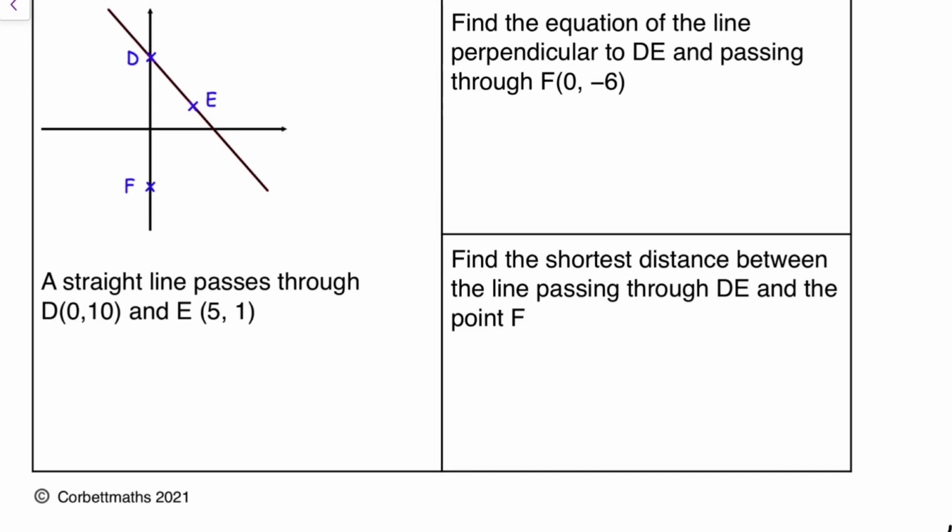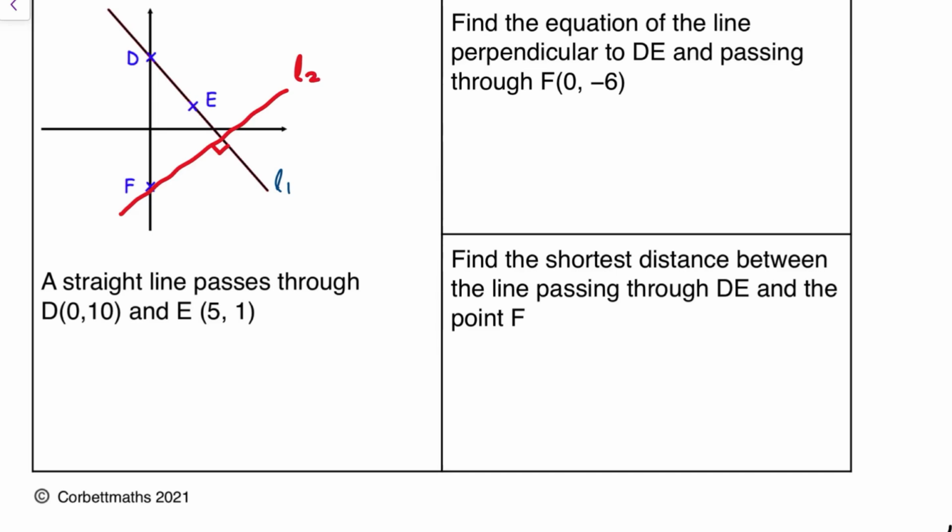Right, what do we have? So straight line passes through D and E. Okay, so I'm going to call that L1, because I think I know where this might be going. Find the equation of the line, and there we go, perpendicular line. Perpendicular to DE passing through F. So my perpendicular line is going to look something like this, isn't it? It's going to be perpendicular, and I'll call this L2. And that's it, so find the equation.